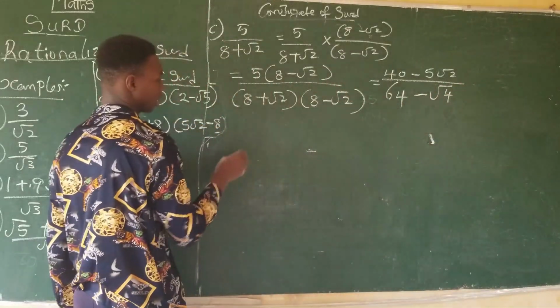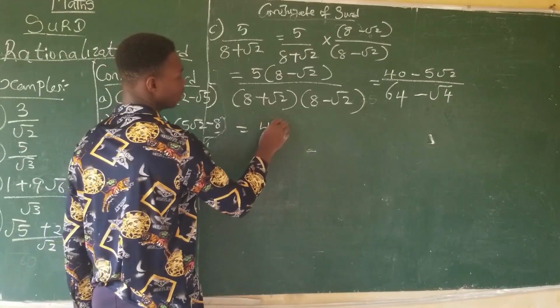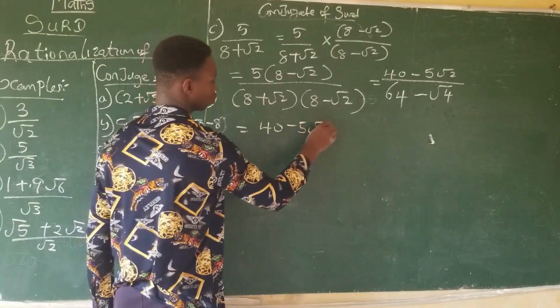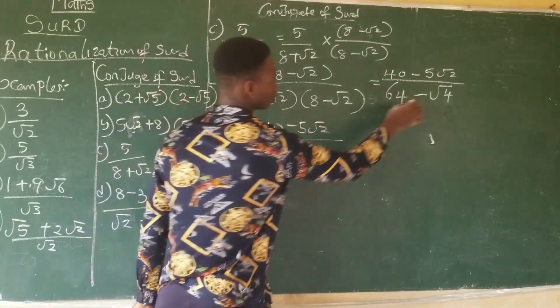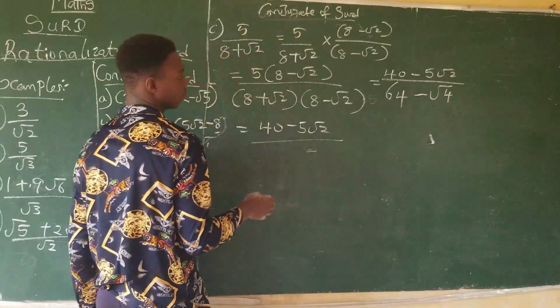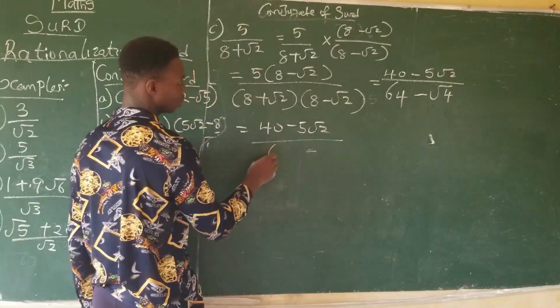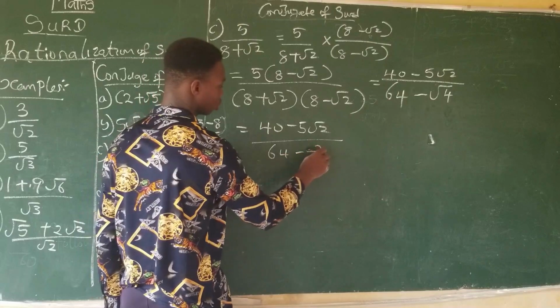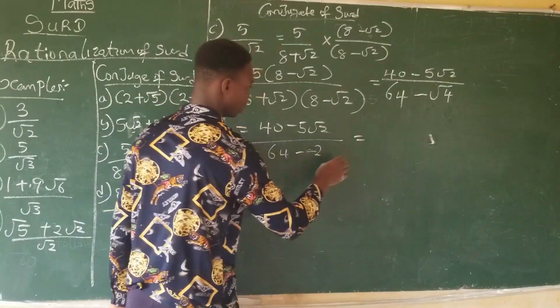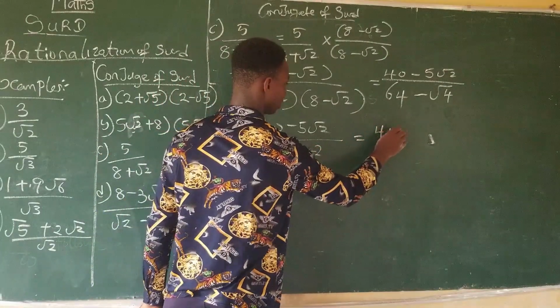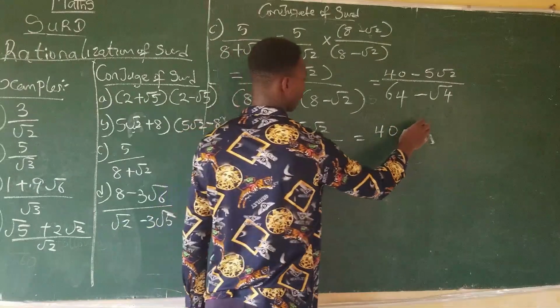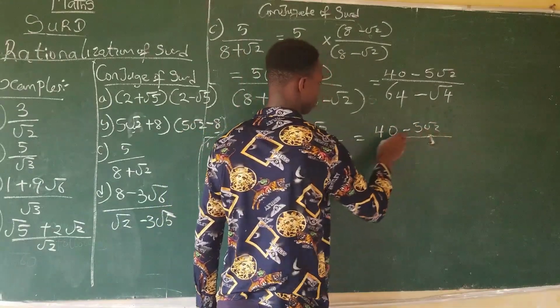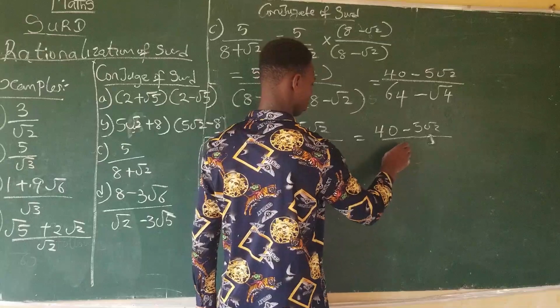So from here we can say 40 minus 5 root 2 whole over the square root of 4, which is the same thing as 2, so it becomes 64 minus 2. Our final answer from here is 40 minus 5 root 2 whole over 62.